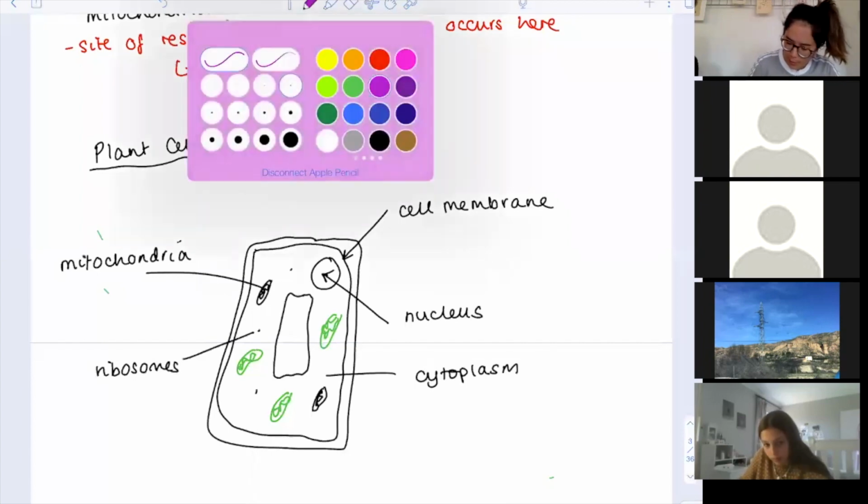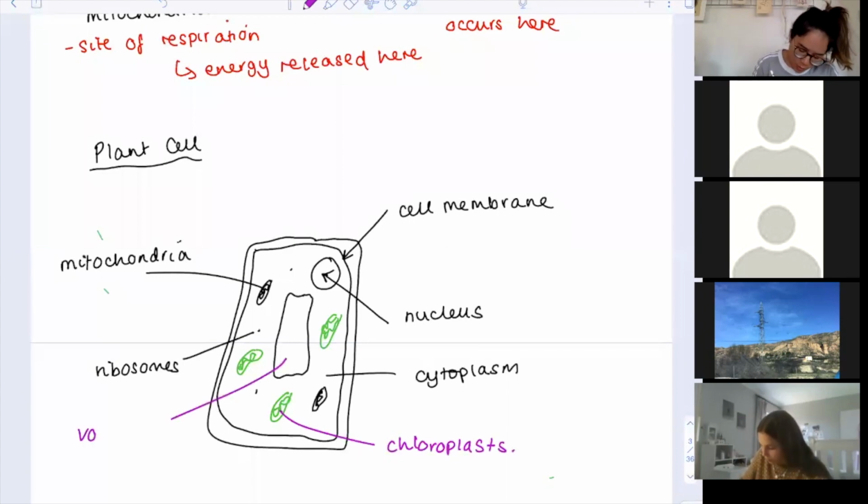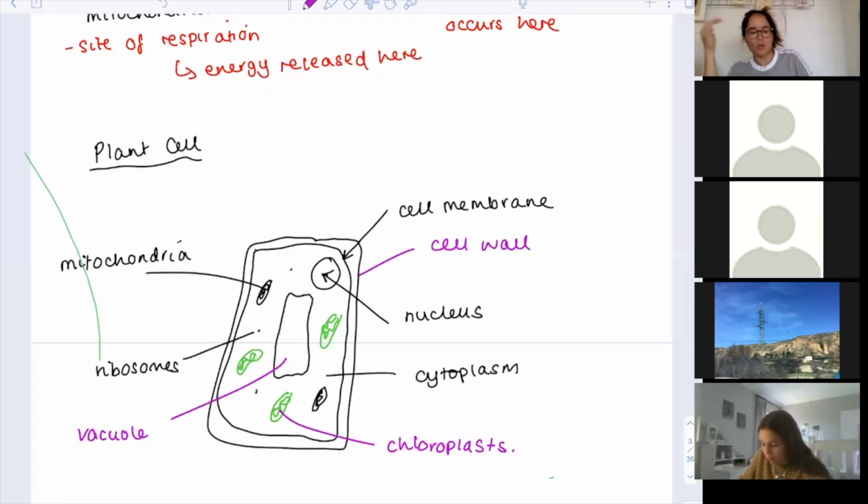Let's highlight that in purple. These green things are chloroplasts. What else do we have? We have this central pocket known as the vacuole. And then finally, the outer coating is known as the cell wall. So those three things in purple, those are the major differences between the plant and animal cell. So if you're asked in an exam, the main differences is that the plant cell has the cell wall, has the chloroplast, it has the vacuole.